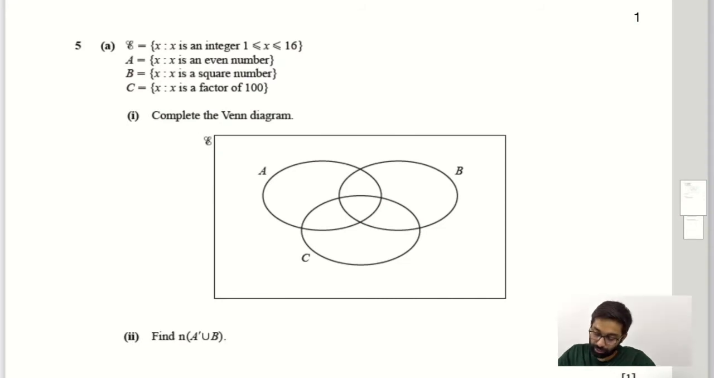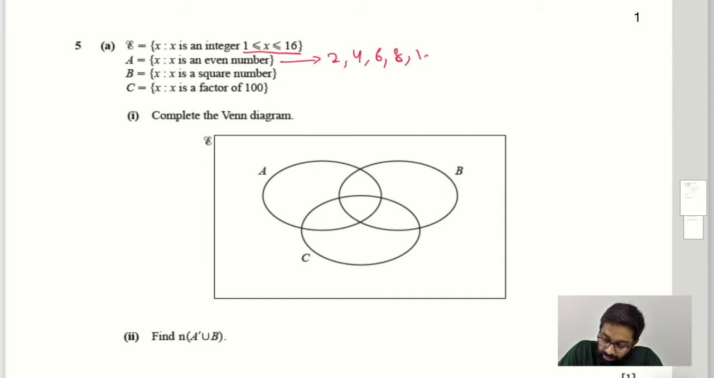Let's start. In front of us, we have a Venn diagram with three circles in it, A, B and C. A consists of all the elements that are even numbers in the domain of 1 to 16. So let's write them down first. I have 2, 4, 6, 8, 10, 12, 14 and 16.